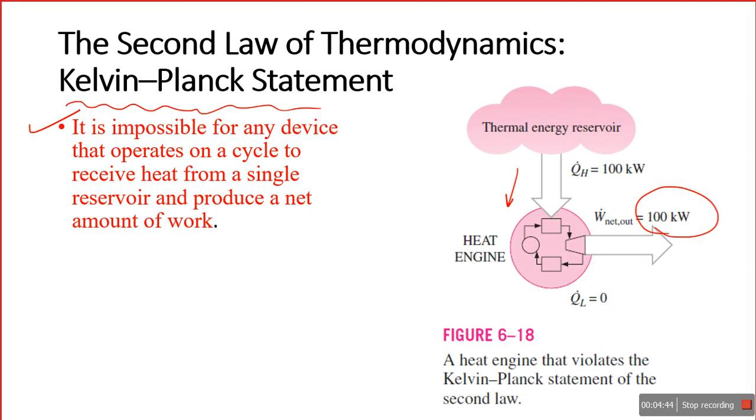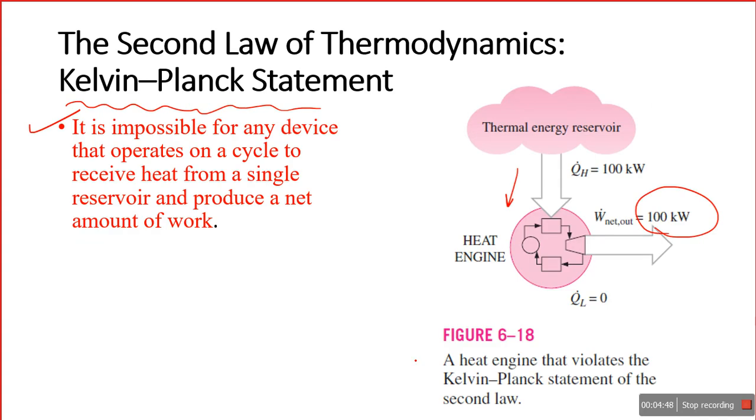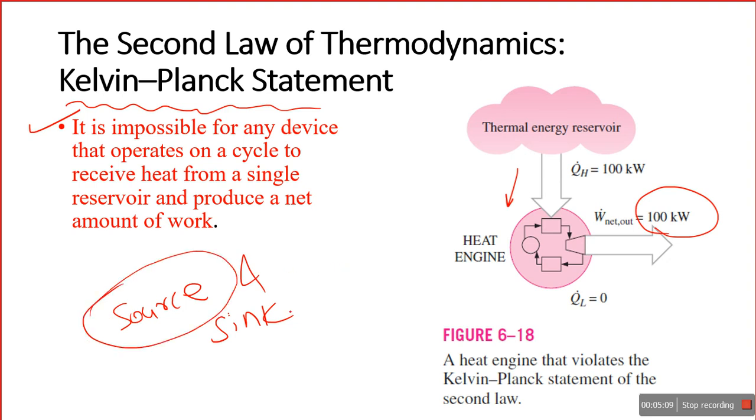Okay, to run any system, we need two reservoirs. The first is the source and the other is the sink. What is meant by source and sink? For any system in the universe, we need two reservoirs. One reservoir acts as a source and the other reservoir acts as a sink.